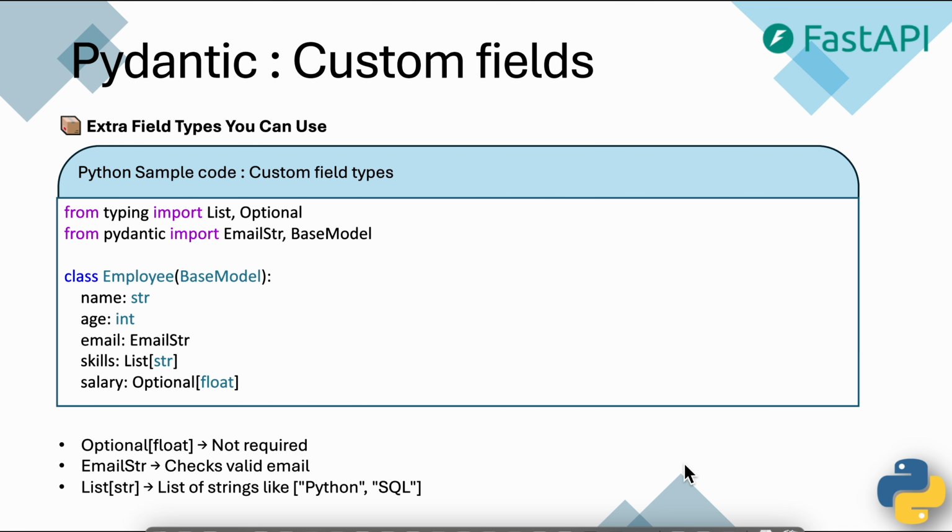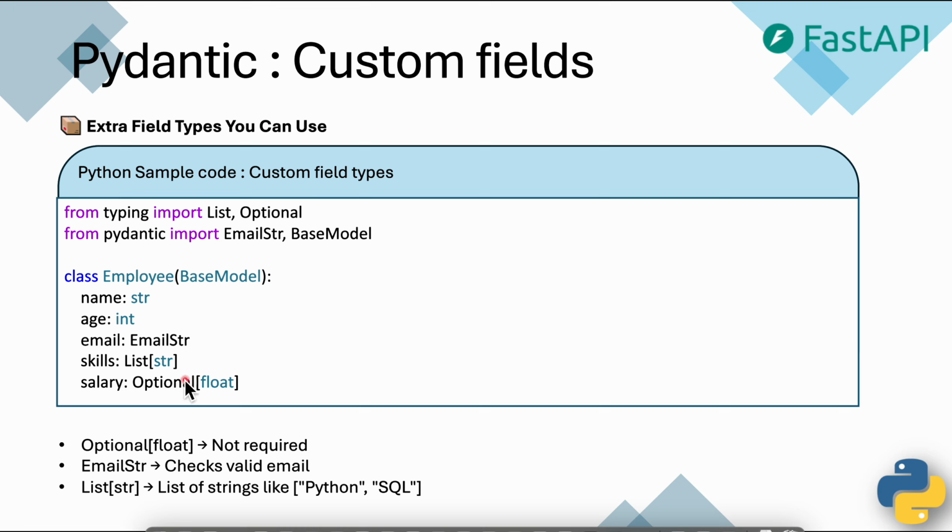Pydantic custom fields. Extra field types you can use in Pydantic. From typing import List, comma, Optional. From pydantic import EmailStr, comma, BaseModel. Class Employee is defined with the name Employee, derived from BaseModel, has five attributes: name, age, email, skills, salary. Name is defined as string, age defined as integer, email defined as EmailStr, and skills is defined as list, and the list will contain only strings.